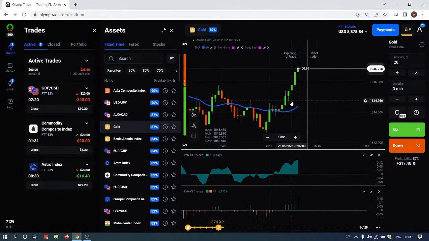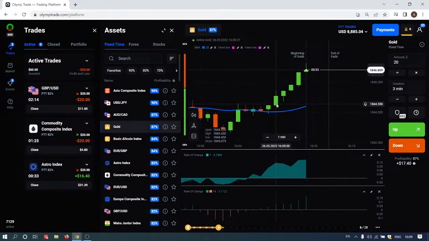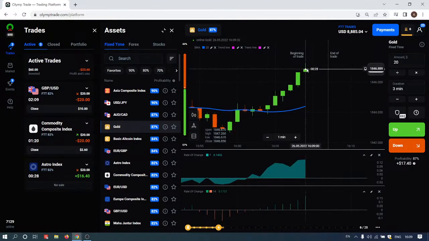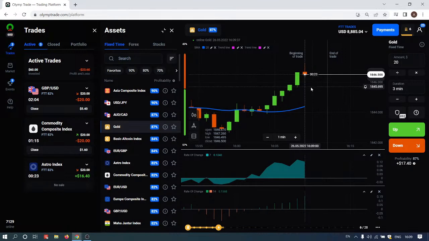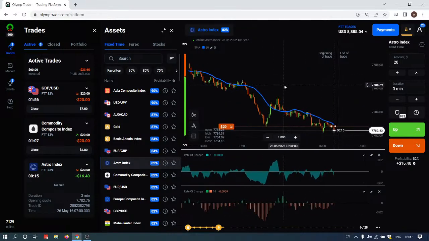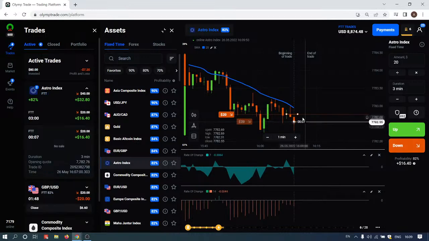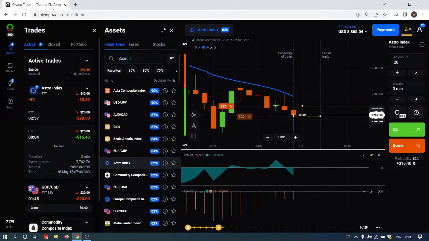All right, so beautiful trade here, closing on gold. Now, some nuances come into play. Usually I don't open trades on the continuation like this. I usually wait for a pullback, and I try to open trades on pullbacks. That's kind of my strategy. Some people just don't care about it, and they just open trades whenever. Okay, and let's open another one on Astro Index, another trade downwards.